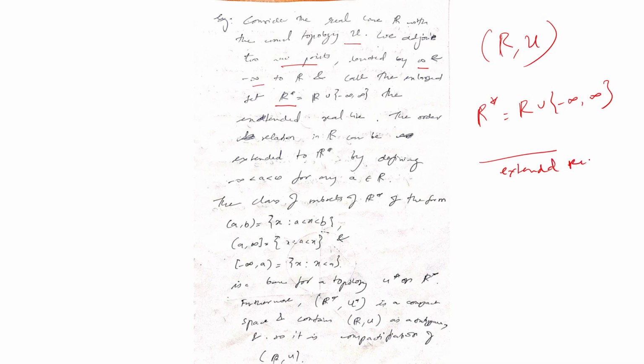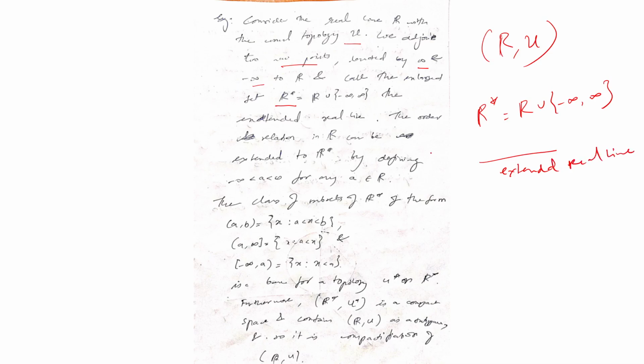In the real line, consider the real line R with the usual topology U. So we join two new points. We are adding two new points to R, denoted by infinity and minus infinity. So you will get an enlarged set, right? We are denoting it with R star. So you got R star as R union minus infinity and infinity. This is our extended real line. You know about it.